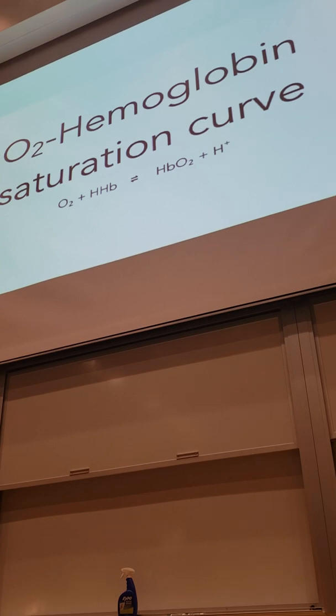What do my arrows tell you? Yeah, this is an equilibrium reaction, like many chemical reactions, and that is, it's reversible. It can either go to the left, meaning we are dissociating oxyhemoglobin into oxygen and deoxyhemoglobin, or we can combine those and the equation shifts to the right, in which case we have oxyhemoglobin and H+.